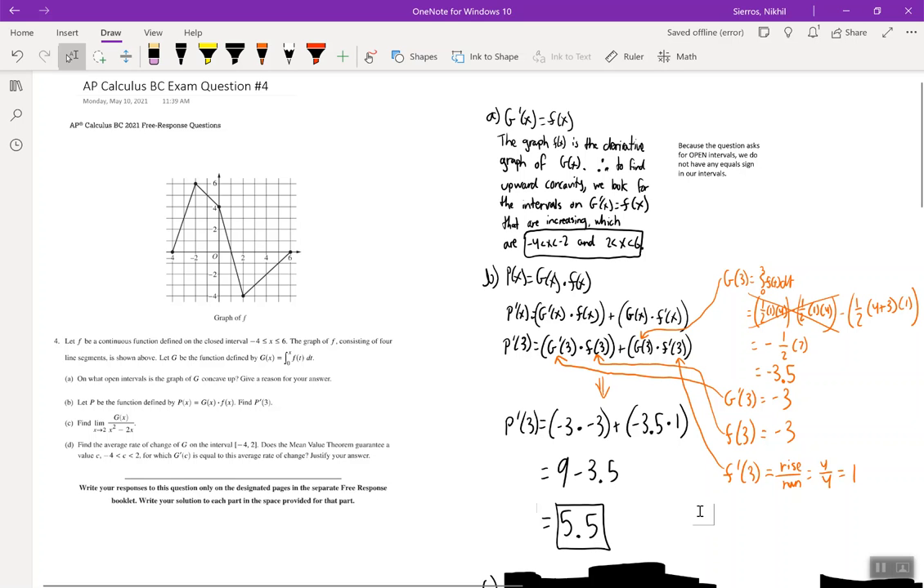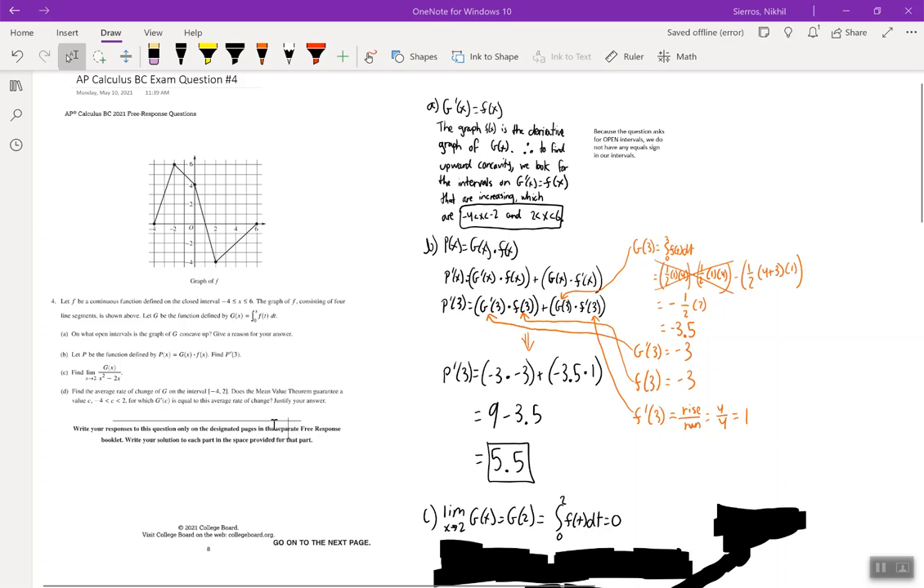Part C then asks, find the limit as x approaches 2 of g of x over x squared minus 2x. So first, in order to solve this problem, let's just plug x equals 2 into g of x over x squared minus 2x and see what happens. So the limit as x approaches 2 of g of x, because it's our numerator, equals g of 2, which is equal to the integral 0 to 2 of f of t dt, which is equal to 0.